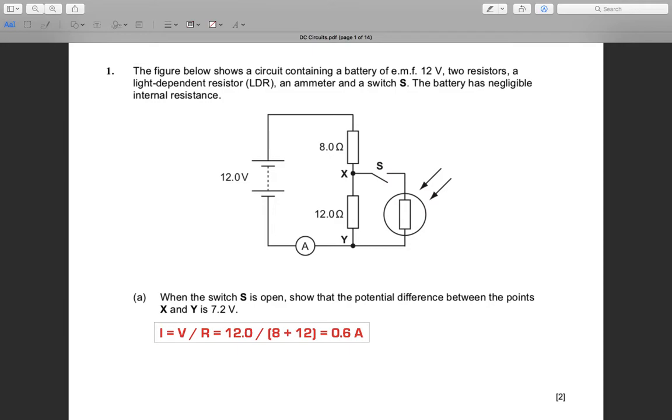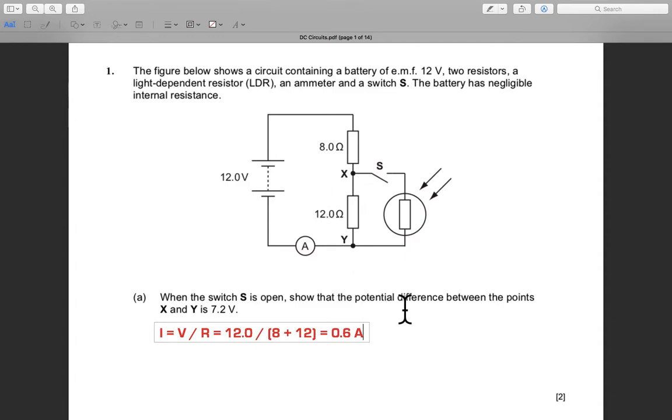This is the current in this circuit. It starts from the 12 volt, goes to X and then Y through the ammeter here, and goes back again. This is the current inside this circuit, not through the LDR because the switch is still open.